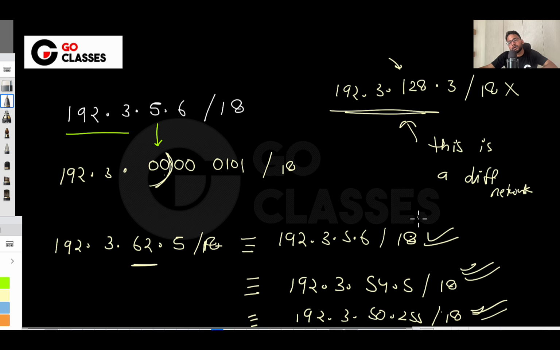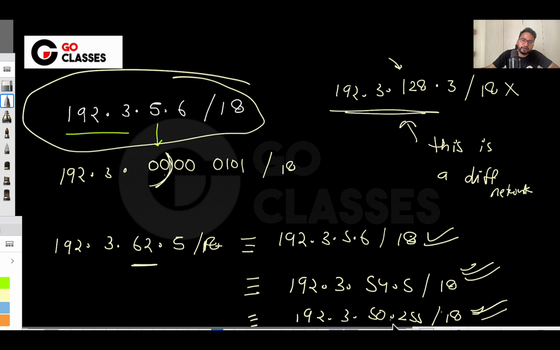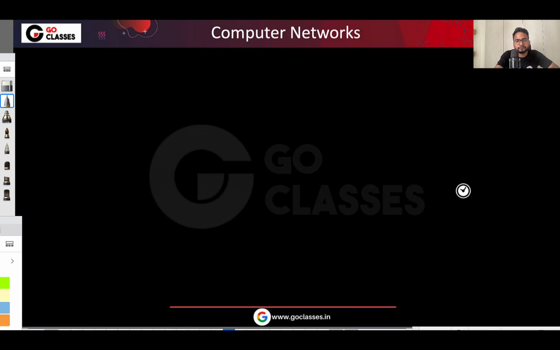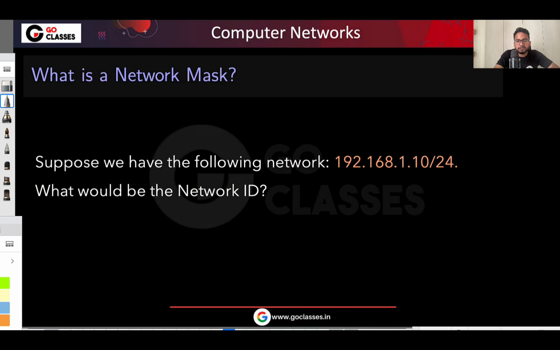So now I hope you are able to understand how to identify or understand this slash notation, right? Whenever you're writing slash, it means you're representing an entire network. It means it is saying that initial 18 bits are fixed and then the rest you can change. Okay, so that's all about the classless addressing.